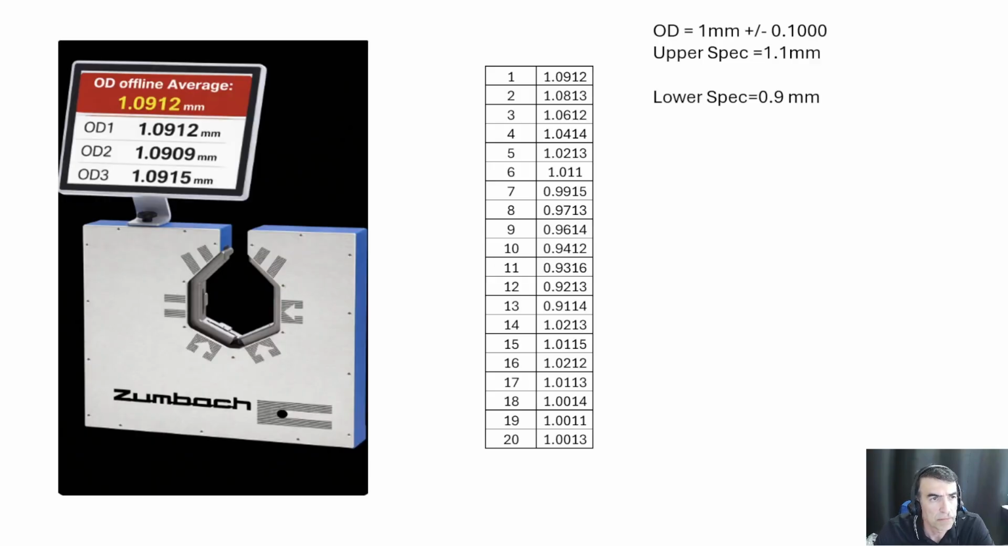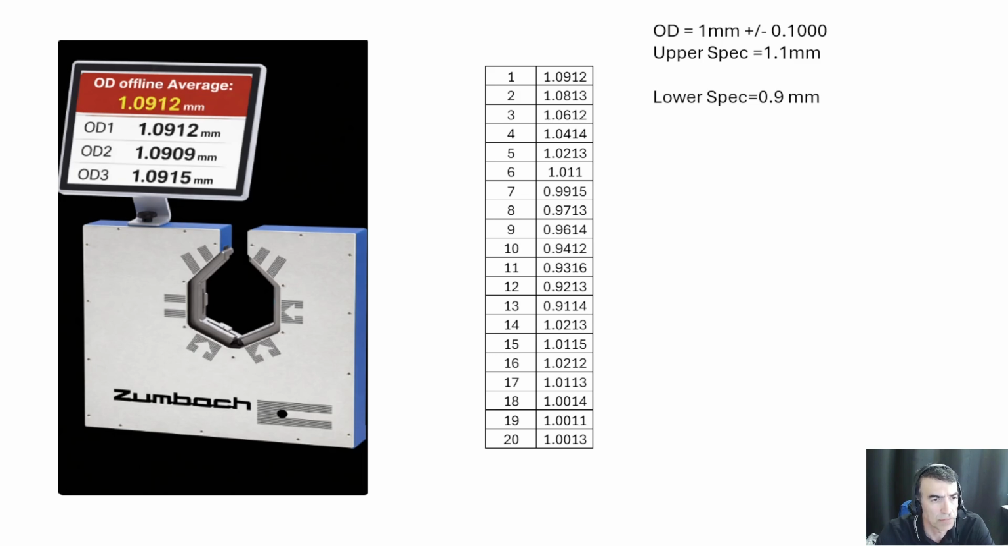The first step is to basically measure the parts. We cannot measure the whole lot, but we can take a sample. We take 20 samples randomly from the bag and we measure the outer diameter. Outer diameter is a CTQ, a critical dimension for us, and we use a 3-axis Zumbach laser to measure the OD. Basically, we'll measure OD in 3 axes and take an average of 3.